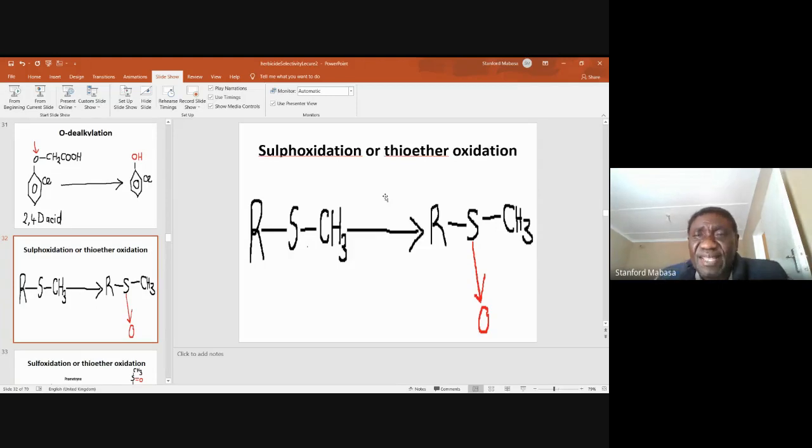Sulfoxidation or thioether oxidation is the fifth process under oxidation. For this to take place, we should recognize this bit where we've got R representing a big part of the molecule, but it's the S attached to CH3 which we should recognize. And oxygen is added to sulfur. Then that process is sulfoxidation.